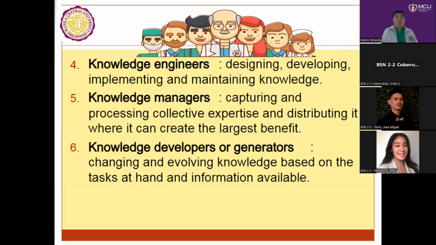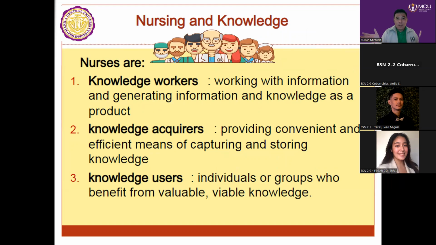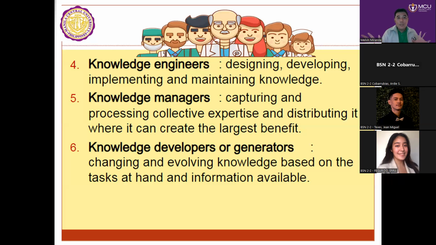Kasi kanina, di ba, if we go back to number 3, knowledge users, we consider this knowledge as valuable for individuals or groups. As we move forward, knowledge managers can now consider the largest benefit. It's already the healthcare system for the national and international level. So if you are already in the position, or you are functioning as administrators already, the innovation lies in your hands on how you will consider and embrace technology that will really help your institution.